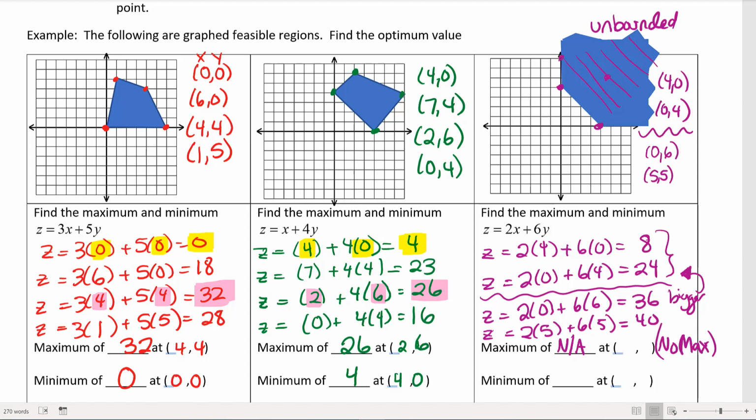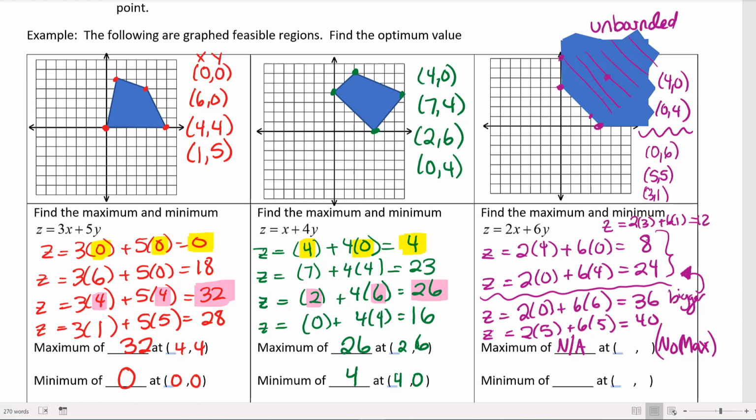So the question now is, do we have a min? Is there any value that's going to get smaller than 8? Well, if I pick a value really close to the smallest, which was (4, 0), let's do (3, 1). If I plug in (3, 1), I have z equals 2 times 3, which is 6, plus 6 times 1. That's 6 plus 6, which is already 12.